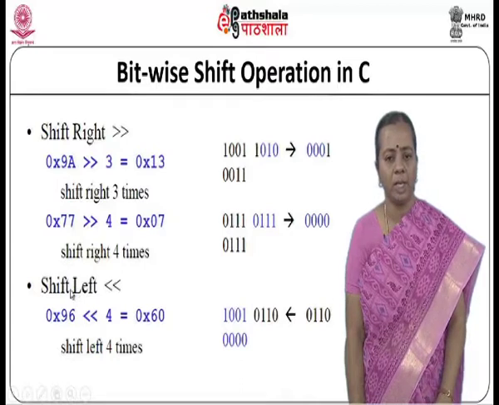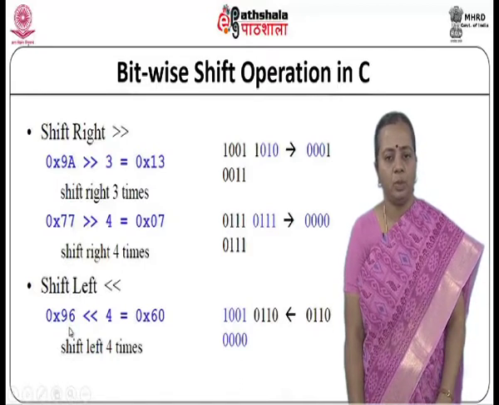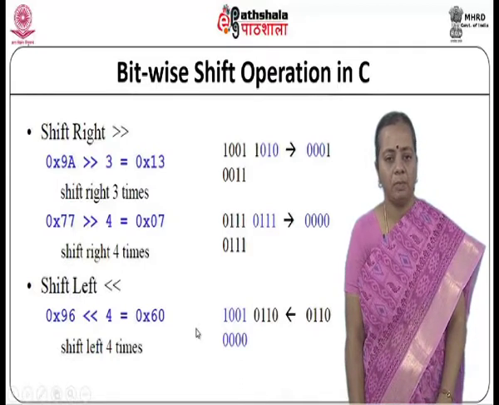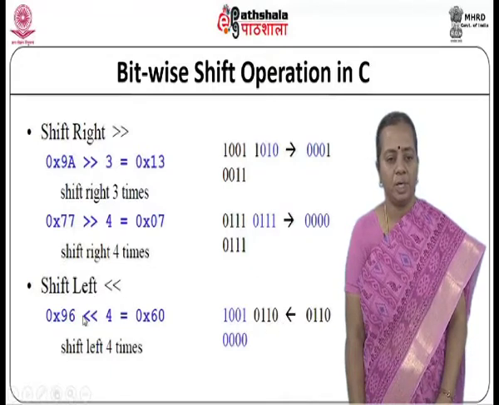When you are looking at shift left, you will have something like 1 0 0 1, that means 96, 1001 0110, and then it is shifted left by 4 positions.